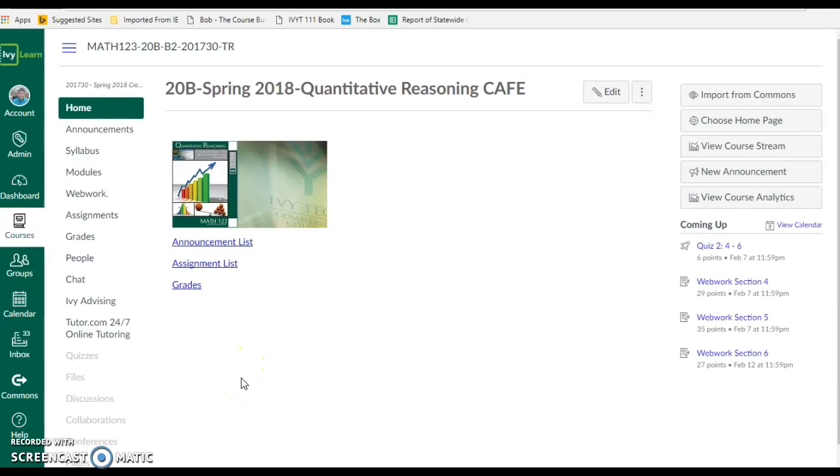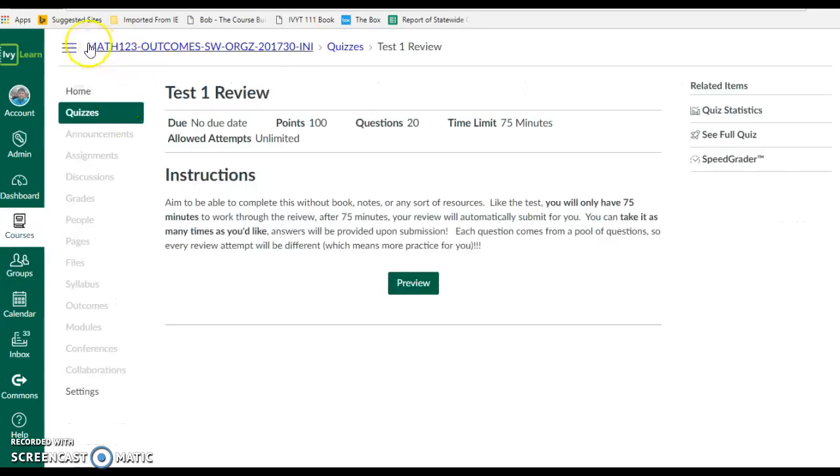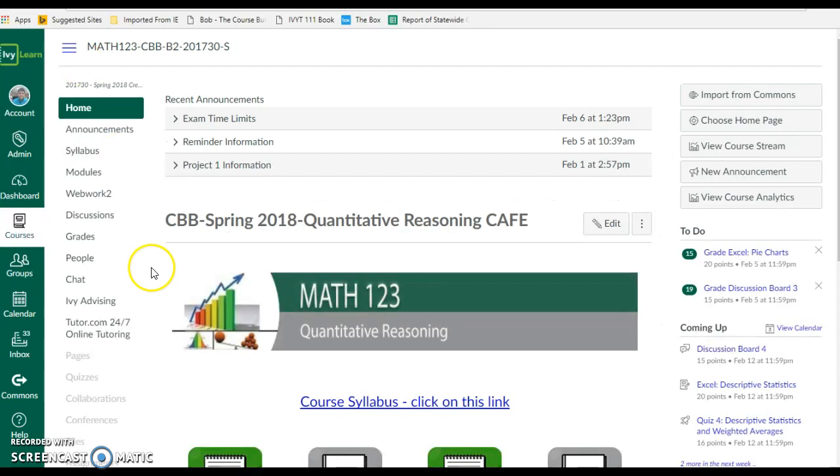Now, you probably got an email today that asked you to join a course called the Math 123 Outcomes, all right? Something like that. If you did it and you deleted it already, don't worry. When you go into IB Learn, it's probably going to pop up at the top. You need to accept that invitation. Many of you already have. I get emails when that happens. So go ahead and accept that invitation. That is going to allow you access into these pieces.